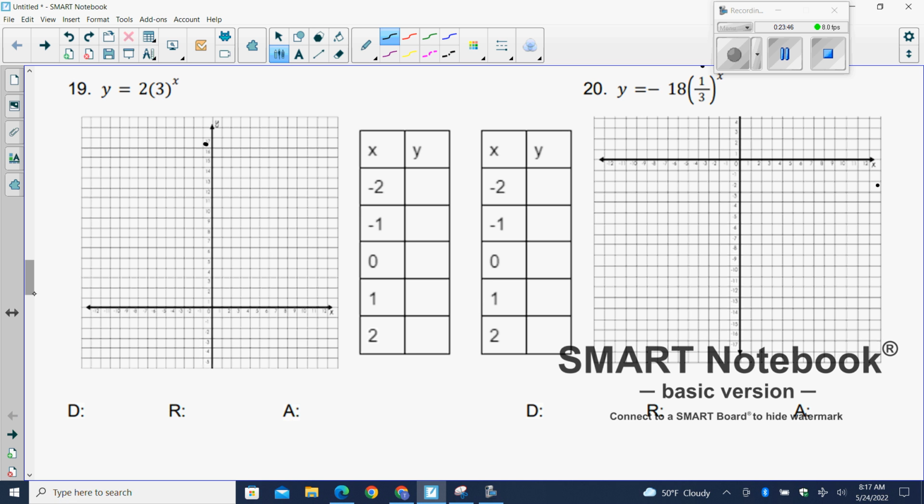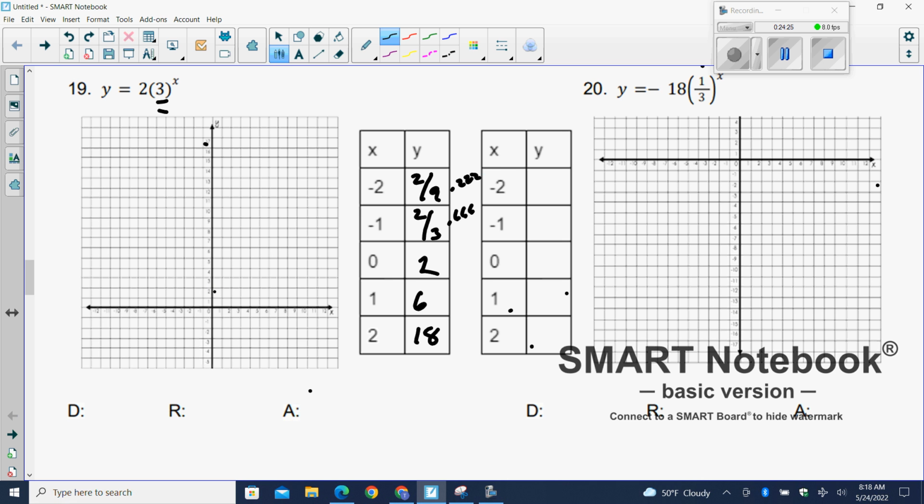Okay, I'm going to start in the middle. When x is 0, y is 2, because this becomes 1 times 2 is 2. When x is 1, I'm going to multiply by 3 and I get 6. When x is 2, I multiply by 3 and get 18. My pattern is times by 3. Going backwards, I divide by 3. So 2 divided by 3, I divide by 3 again, I get 2 divided by 9. If you type it into the calculator, this is 0.666, etc. This becomes 0.222, etc. Either one of those is fine.